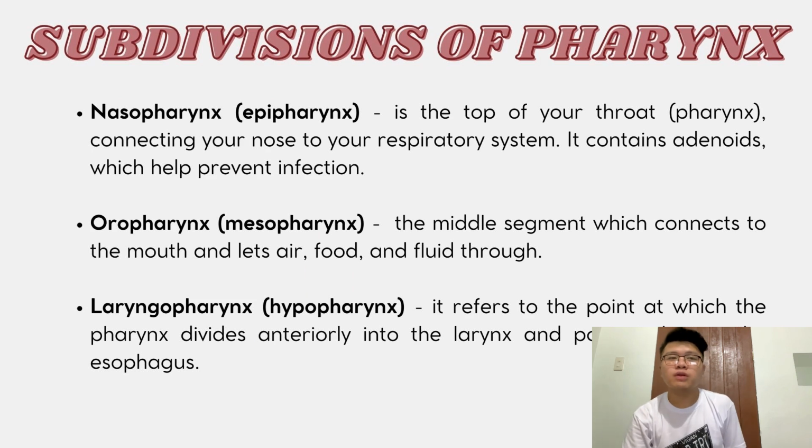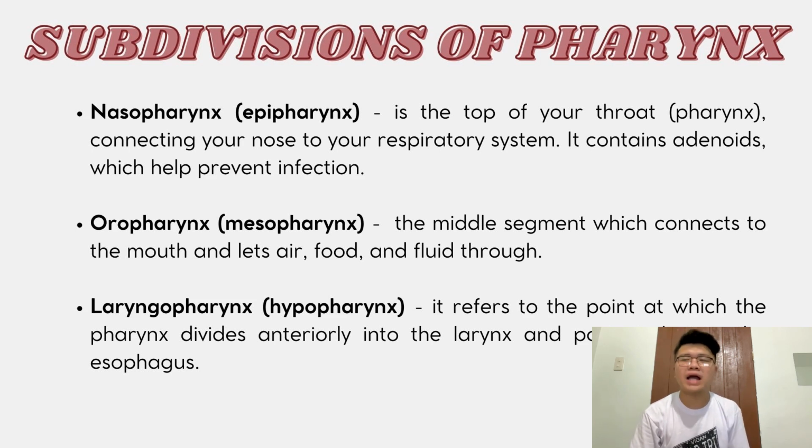So we have the subdivisions of pharynx. Now we have the nasopharynx or the epipharynx, the oropharynx or the mesopharynx, and the laryngopharynx, also known as hypopharynx. Let's first discuss the nasopharynx. It is the top of our throat, connecting your nose to your respiratory system, and it contains adenoids, which help prevent infection. So, what is adenoids?